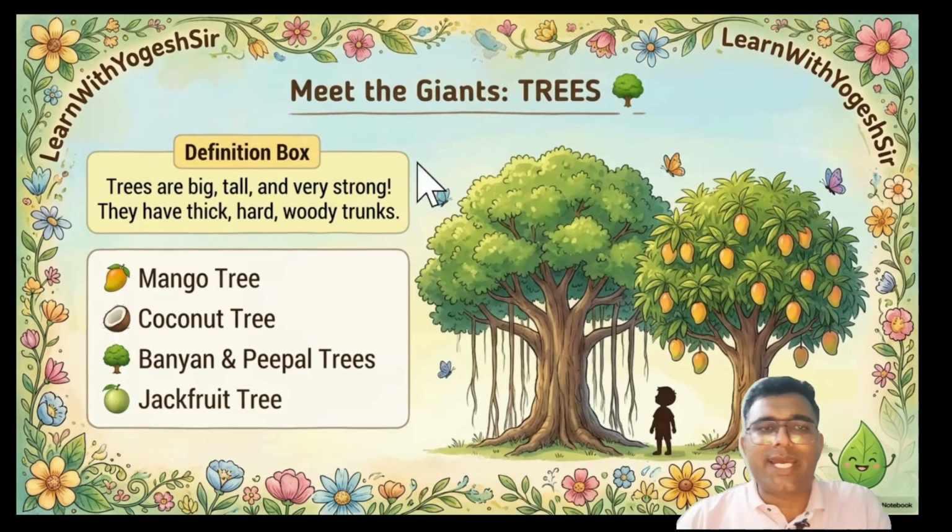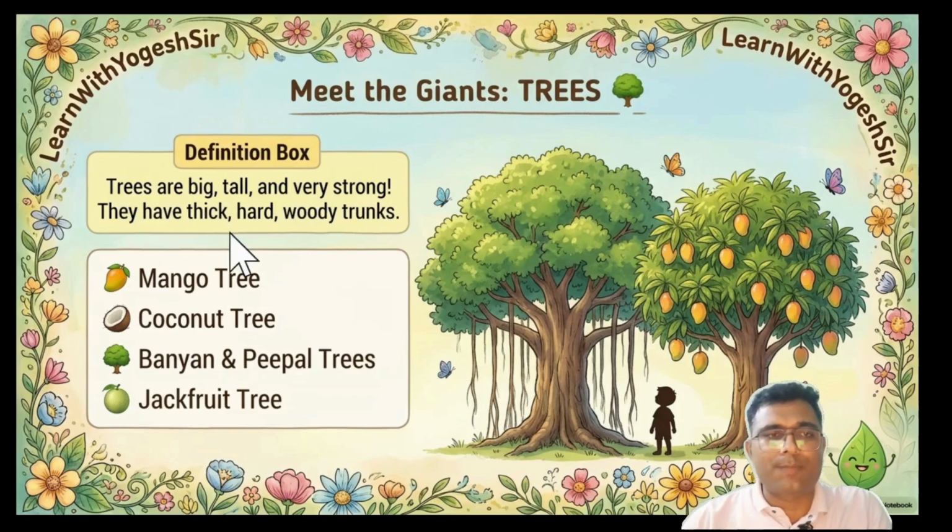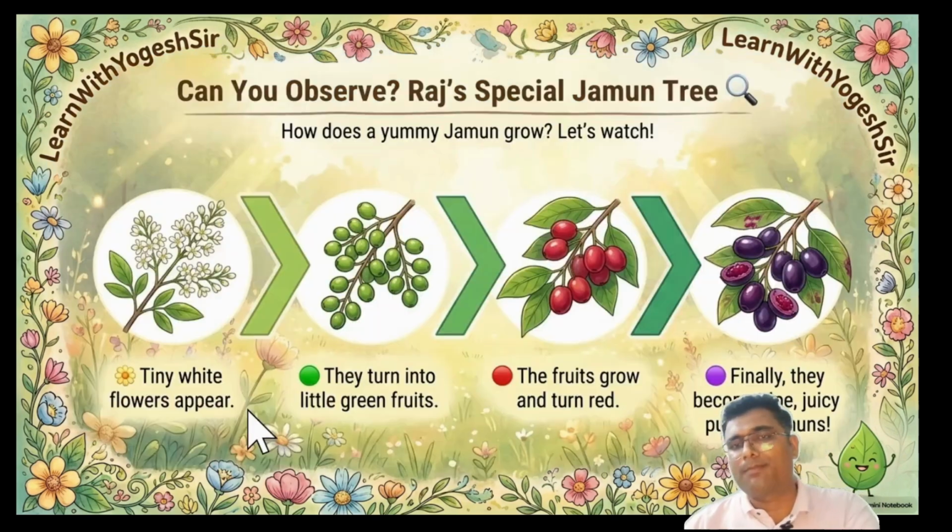Meet the giant tree. Definition: trees are big, tall and very strong. They have thick, hard, woody trunks. These are examples of trees: mango tree, coconut tree, banyan and peepal tree, jackfruit tree.